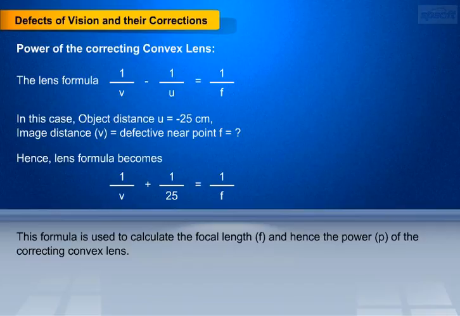The lens formula is 1 by v plus 1 by 25 equals 1 by f. Power of the correcting convex lens: the lens formula is 1 by v minus 1 by u equals 1 by f. In this case, object distance u equals minus 25 centimeters, image distance v equals defective near point, f equals how much? Hence, the lens formula becomes 1 by v plus 1 by 25 equals 1 by f. This formula is used to calculate the focal length f, and hence the power P, of the correcting convex lens.